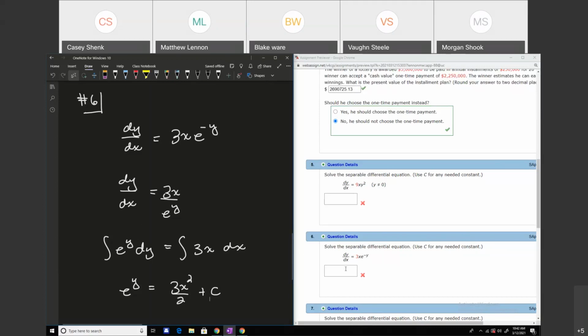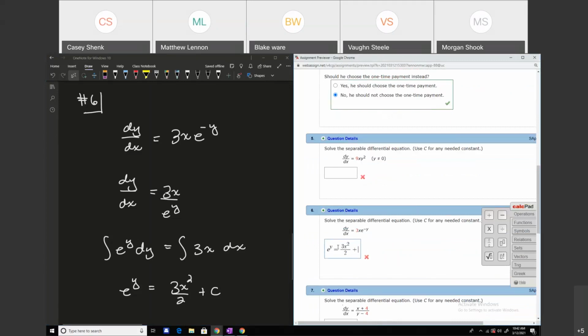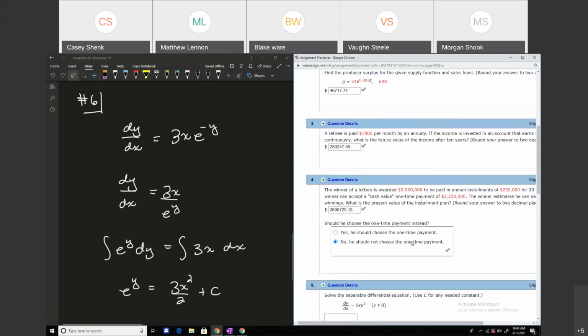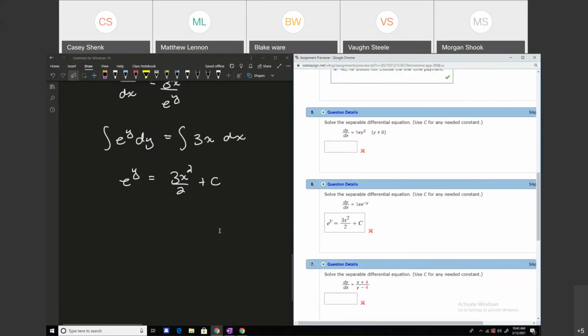I don't know if it will accept this or if we have to solve for y. So let me try and enter it like this and see if it takes it. I cannot remember. Let's see. It didn't take it that way. So let's go ahead and try and solve for y.